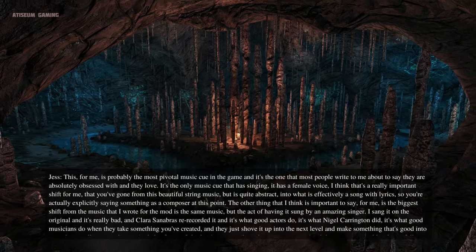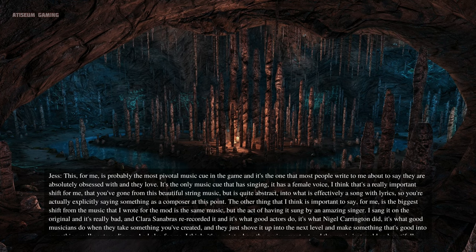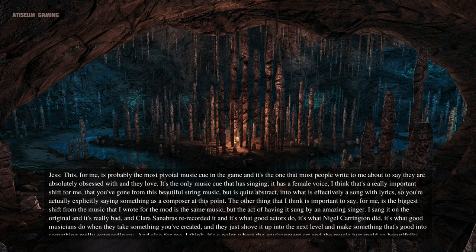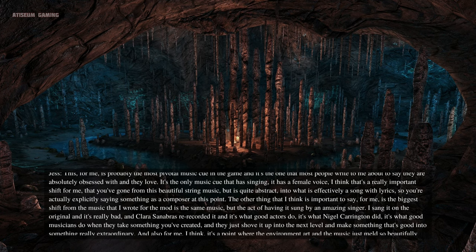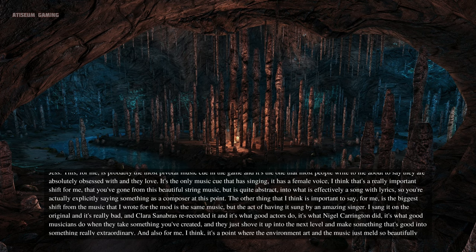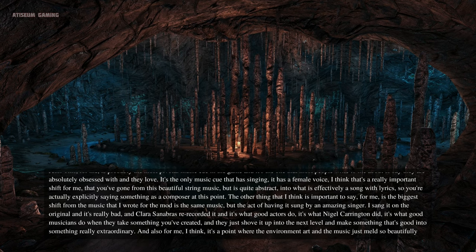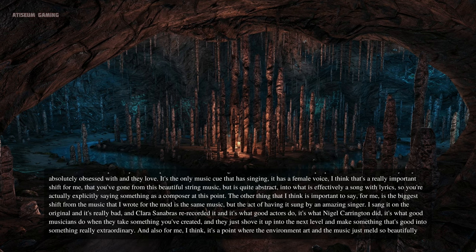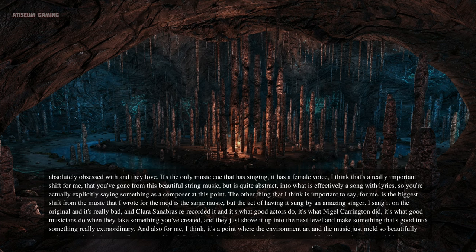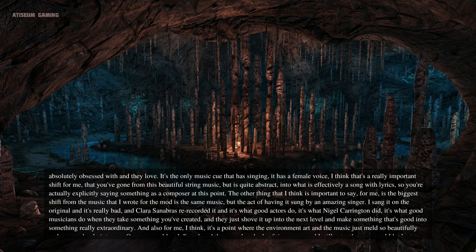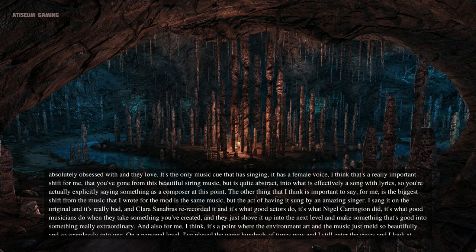This, for me, is probably the most pivotal music cue in the game, and it's the one that most people write to me about to say that they are absolutely obsessed with and love. It's the only music cue that has singing. It has a female voice, and I think that's a really important shift for me, that you've gone from this beautiful string music, but quite abstract, into what is effectively a song. And with lyrics, you're actually explicitly saying something as a composer at this point.